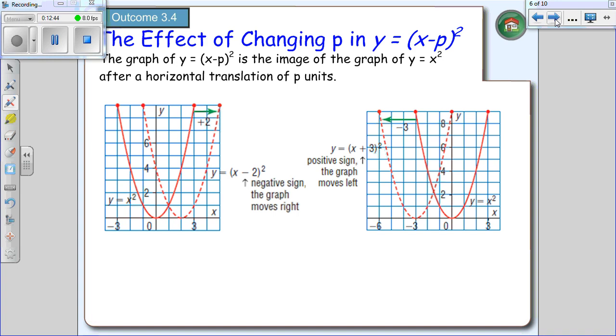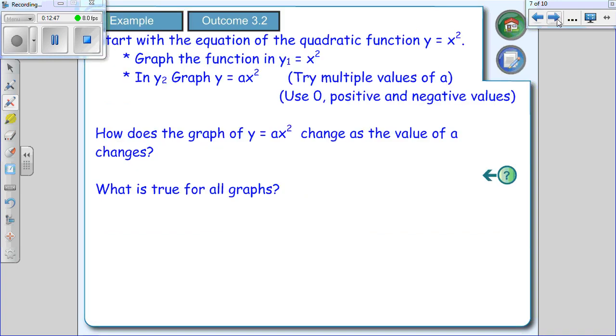This is the hardest one, your A value. So y equals ax squared. It's the slide we're on right now. We need to figure out what A does. So what I'm going to ask you to do: y1 equals x squared, y2 equals 3 times x squared, just like that, no brackets. Graph both of them in your calculator.